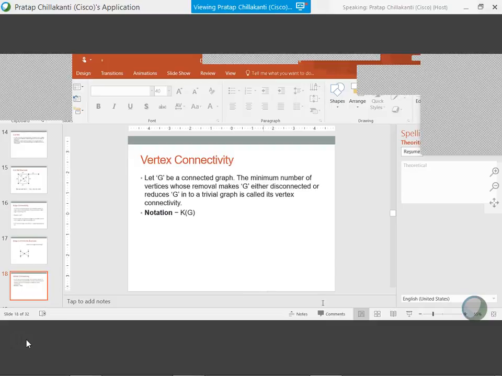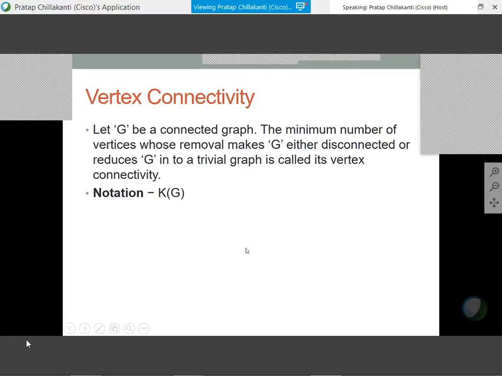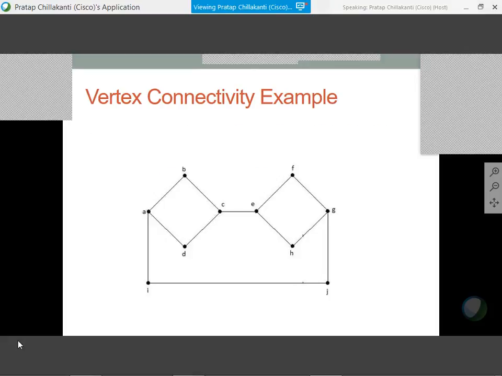Now we have vertex connectivity, similar to edge connectivity. The minimum number of vertices whose removal makes G either disconnected or reduces G to a trivial graph is called the vertex connectivity. The notation used is K(G). So here is an example. What could be the answer for this vertex connectivity example? Which vertices do you have to remove to make this graph disconnected?